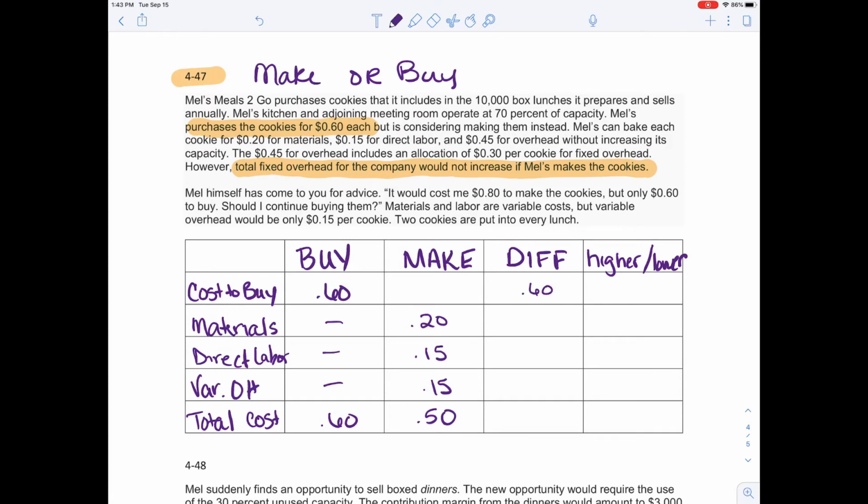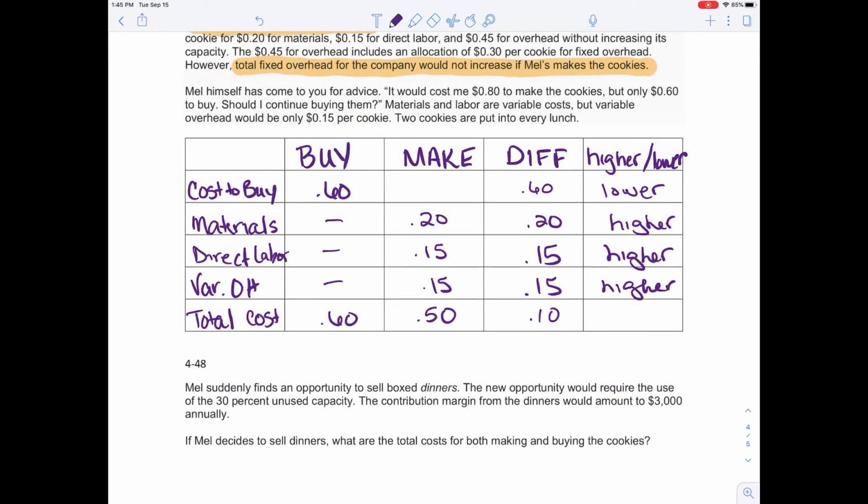Now we look at the differences. It's 60 cents if we buy the cookie. It's 10 cents higher if we buy the cookie, because these are the alternatives we're considering. So the difference is 10 cents, and it's 10 cents lower to make the cookie rather than buy the cookie. So should Mel continue to buy the cookies? No, they should make the cookies.